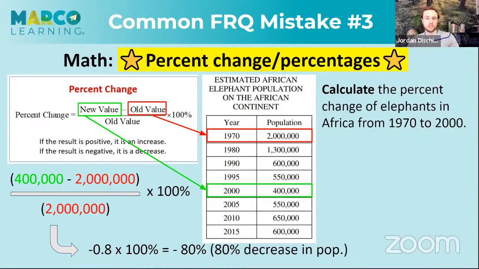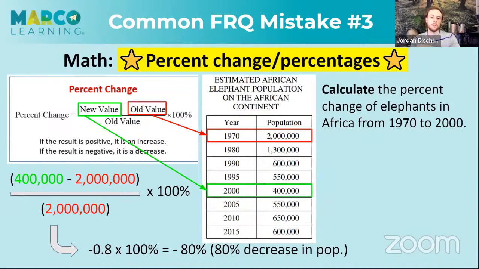So let's take a look at this question. This was the 2017 FRQ. Calculate the percent change of elephants in Africa from 1970 to 2000. So in 1970, which is our old value, and if you're wondering how did we know 1970 was our old value, well, it's earlier than 2000. It's older in time. It's where we started. So in 1970, we had 2 million elephants. And since our equation is new minus old over old, we have 400,000 elephants in 2000. So we're going to plug in 400,000 at the beginning minus 2 million all over 2 million.